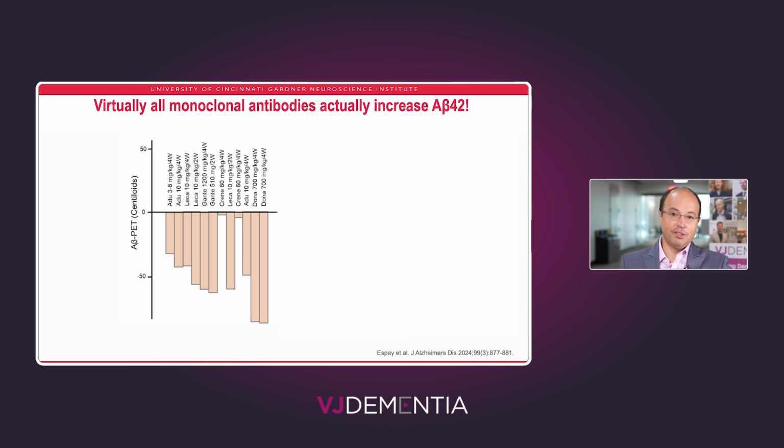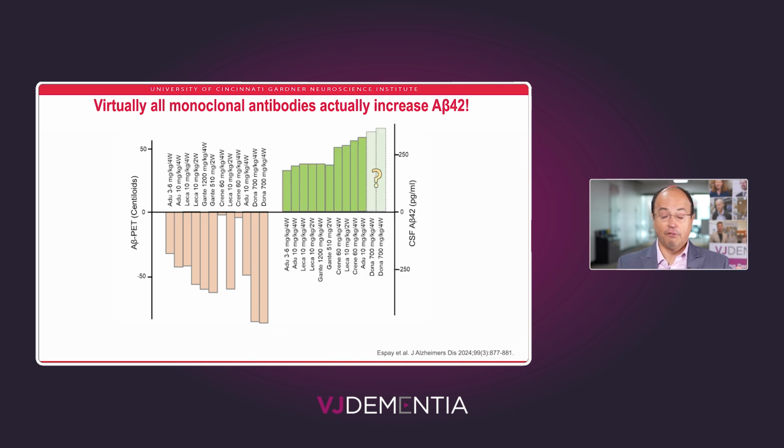So here you see the monoclonal antibodies. All of them have been associated with a reduction to different levels of amyloid, but all of them have also increased A-beta-42. Donanemab is the only one for which we don't know the data, because the donanemab trial did not include spinal fluid analysis.